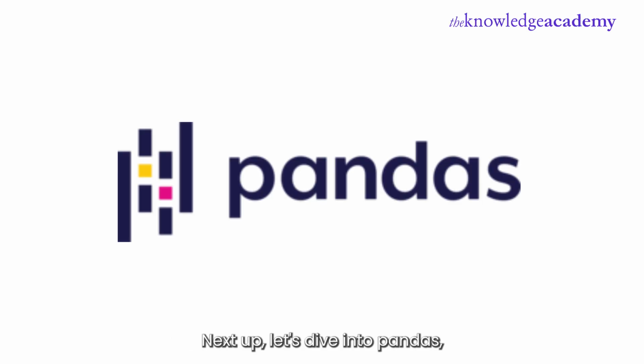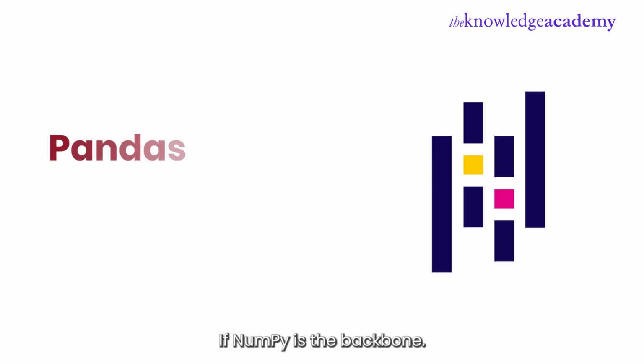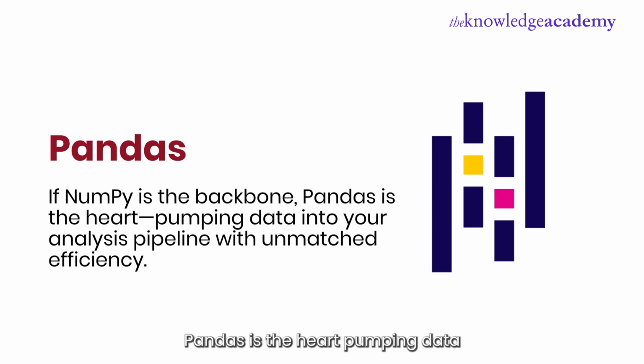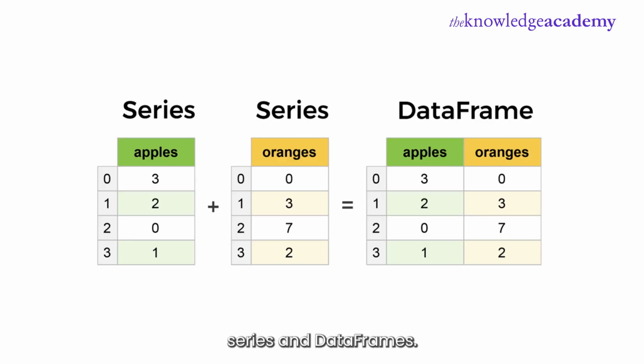Next up, let's dive into Pandas, which is arguably the most important library for data analysis in Python. If NumPy is the backbone, Pandas is the heart, pumping data into your analysis pipeline with unmatched efficiency. Pandas has two main data structures: Series and DataFrames. A Series is essentially a one-dimensional array with labels, and a DataFrame is a two-dimensional, tabular data structure similar to an Excel spreadsheet, but with superpowers.